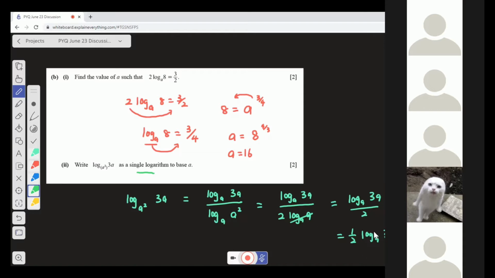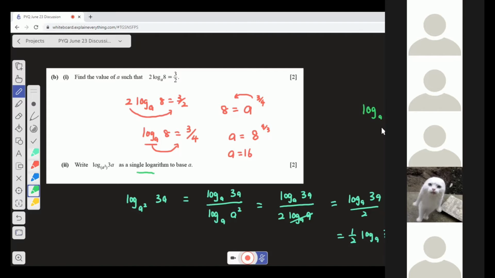Single log. It says the base a, so no, you have to move the 1 over 2 up. I thought that this is base a already. Oh, my apologies. Power law. Is this the final answer? No. Why? Move the 1 over 2 to the power of 3a. 3a power 1 over 2. Okay, so it means that I will get log a 3a power 1 over 2.